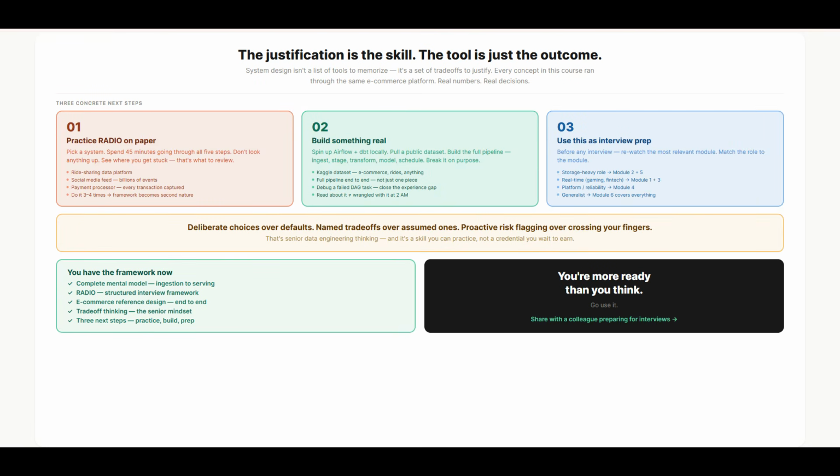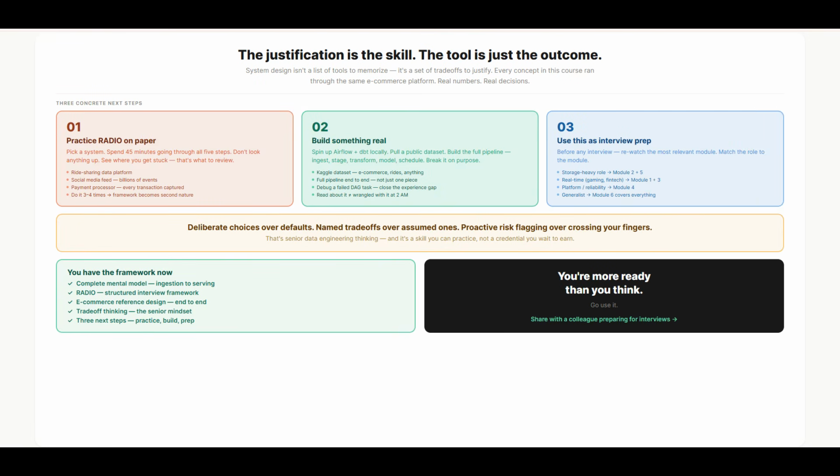Every single concept in this course ran through the same e-commerce platform, 10 million events per day, hundreds of thousands of daily transactions, real numbers, real decisions. That's intentional. System design isn't a list of tools to memorize, it's a set of trade-offs to justify.